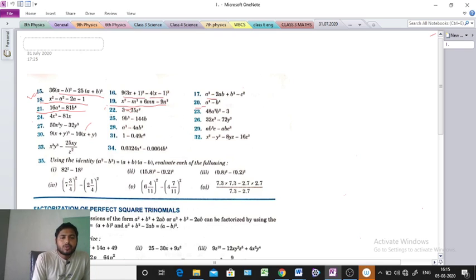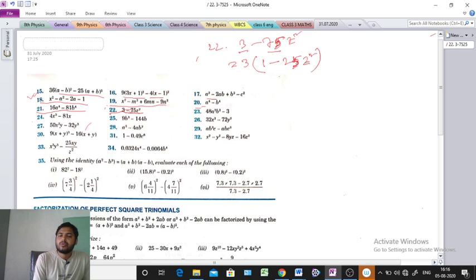First question, see 22. Question 22 is 3 minus 75 z square. So what to do, sir? We'll take common. What is the common? We'll take 3 common, because 75 is also divisible by 3. After taking common, what are we getting? From 3, already taken 3, so 1 will come. Minus 75 divided by 3 means 25, because 25 into 3 is 75, into z square.